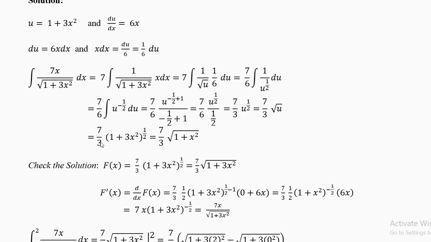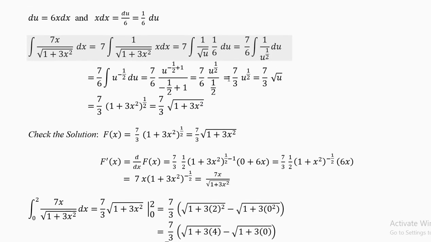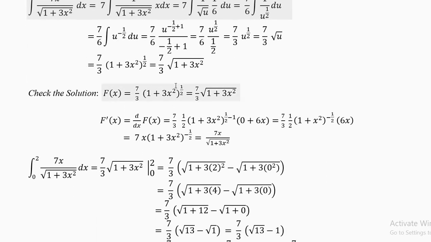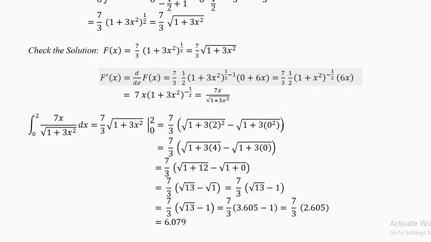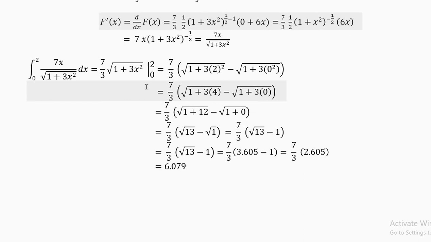So your indefinite integral is 7 by 3 square root of 1 plus 3x square. You have to write the 3 here. Yes. Now you can check the answer by differentiating if you want, and there is no need to write the plus c. Now you differentiate and check the answer. Yes, the answer is correct. Now you put the numbers 0 to 2. Do not change the order.